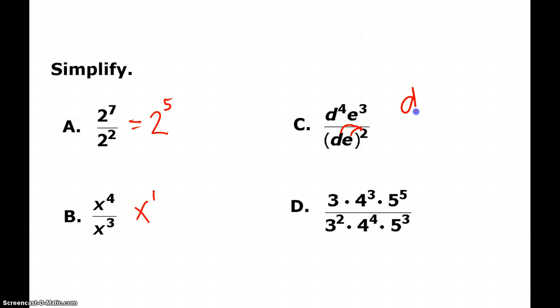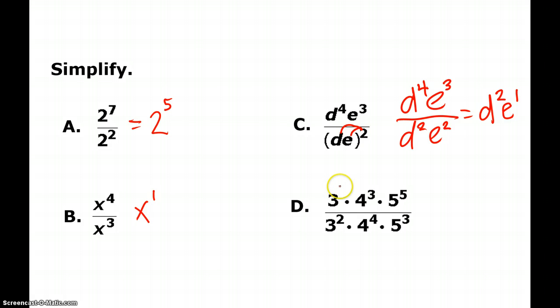So we get D to the 4, E to the 3, D squared, E squared. So right here, 4 minus 2 gives me D to the 2. 3 minus 2 gives me E to the 1. And you can put that 1 on there. You can take it or leave it. Hopefully you're doing some pausing here and you're trying some of these before I give you the answer.